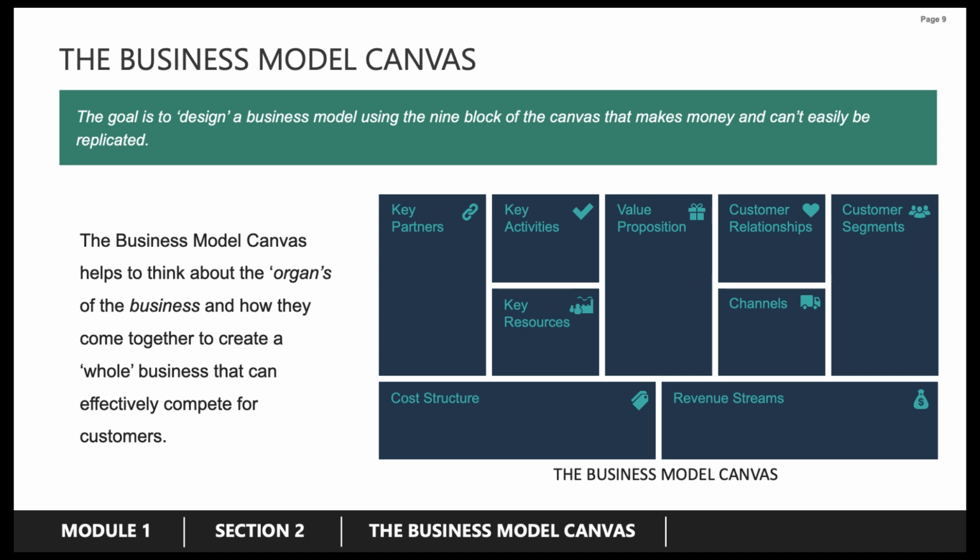We've got activities. What do we do? What are we doing on a daily basis? What do our people do? What are the processes? What are the tools that we need? How do we organize those into a set of activities that create value?